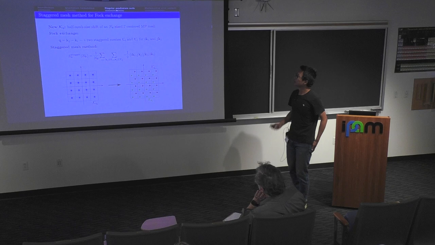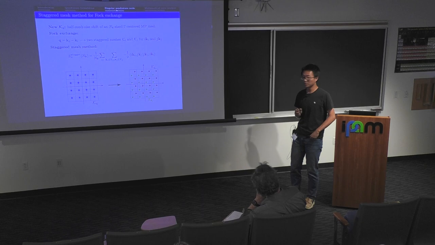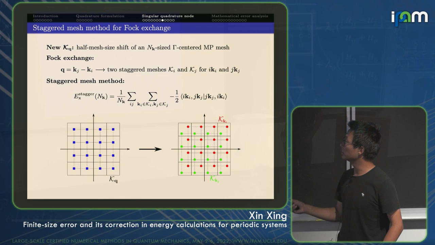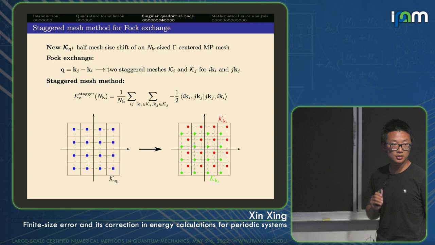So this is it. Stagger mesh method for exchange energy calculation. It's a simple modification. You basically only sample ki on one mesh for the first occupied orbital, and kj on another mesh. That is the only change we need to make. And the same for MP2.